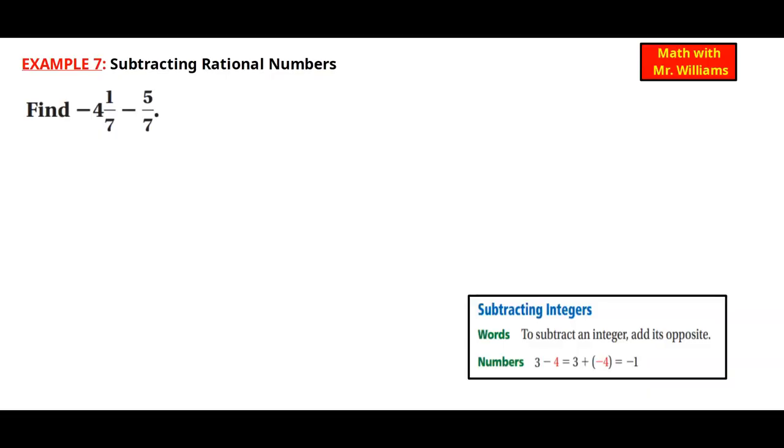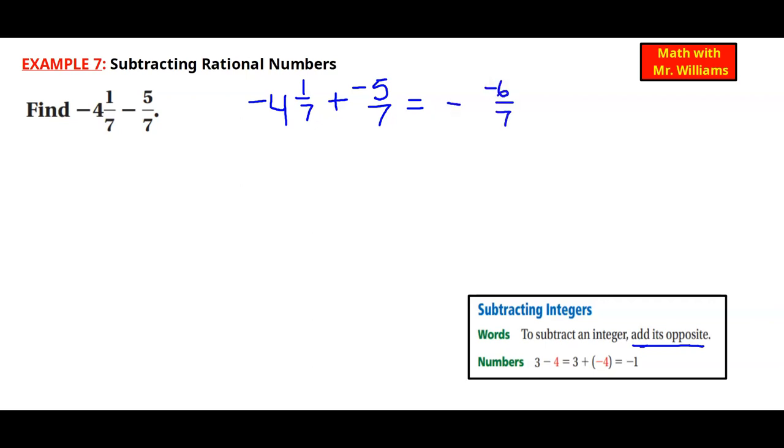Math with Mr. Williams, example 7, subtracting rational numbers. So here we have more fraction work. We have a negative 4 and 1/7 minus 5/7. So I'm going to go ahead and rewrite this to start off with. And we're going to use our adding the opposite rule here. So we're going to add, and now the 5 over 7 will change to a negative 5 over 7. This step, we're just going to add the two fractions up because they're both negative in this case. So we have 1 plus a negative 5. We're going to say negative 6 over 7.